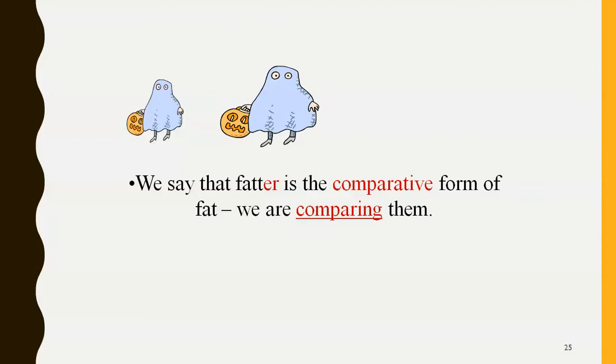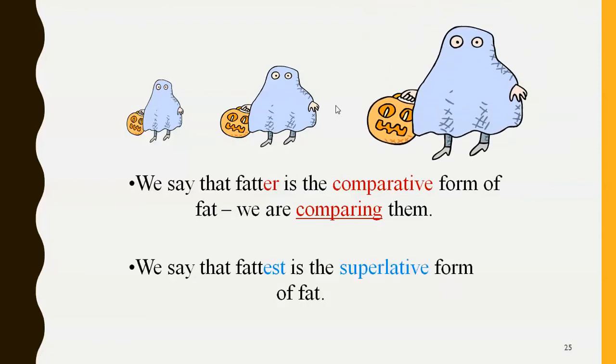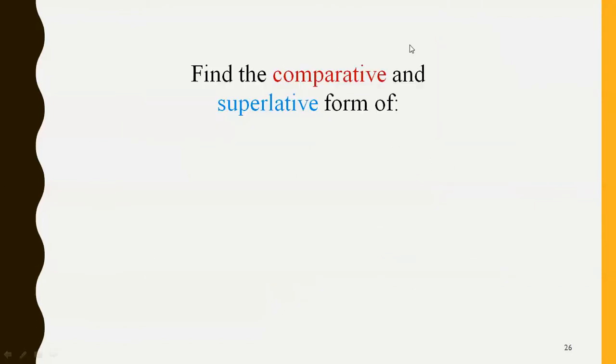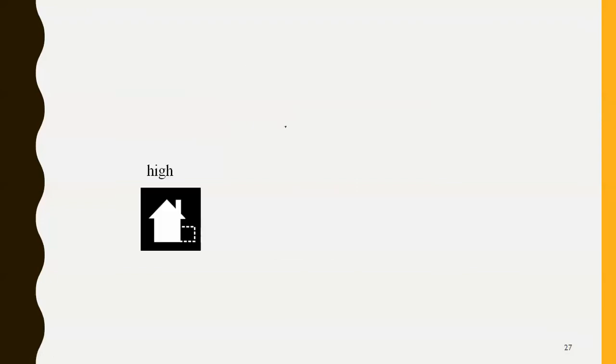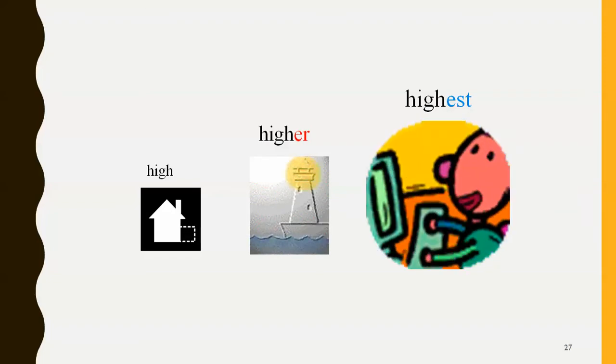Look at these pictures we have. We say here, what about this? This is fat, and this is fatter. So we compare between them. What about this? This is the fattest. Adjective, comparative, superlative. Find the comparative and superlative form of these. High, higher, and highest.